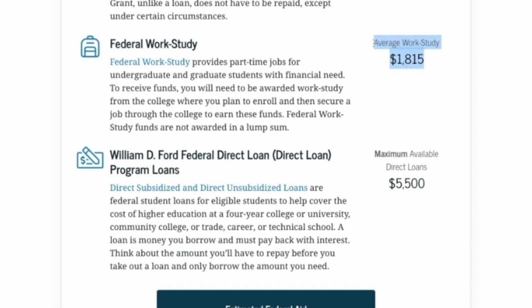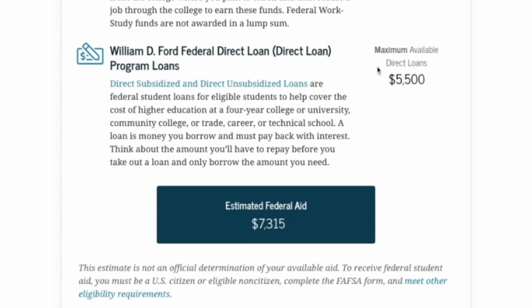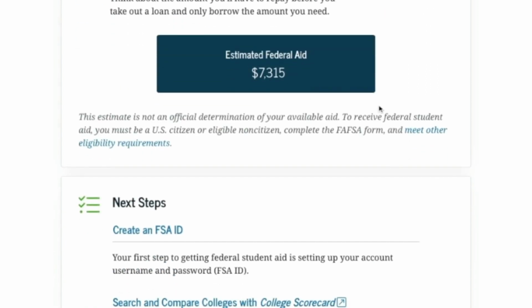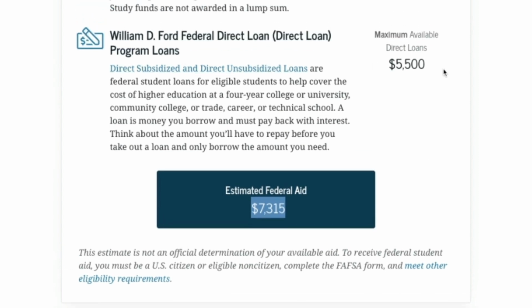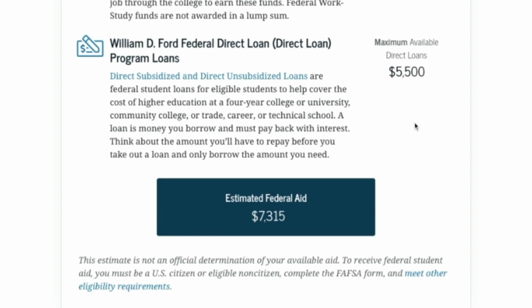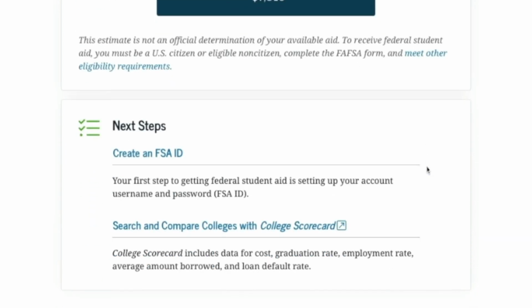It does say that the student would most likely be eligible for work study, which is debt-free money that will not have to be paid back, but it does have to be earned through part-time jobs. And then they say that they'll get the maximum loan amount. So this is the total that they are saying that they'll receive. I hate that they use the term federal aid because in my opinion, I guess debt is aid, but it's not really forgiving, if you will.